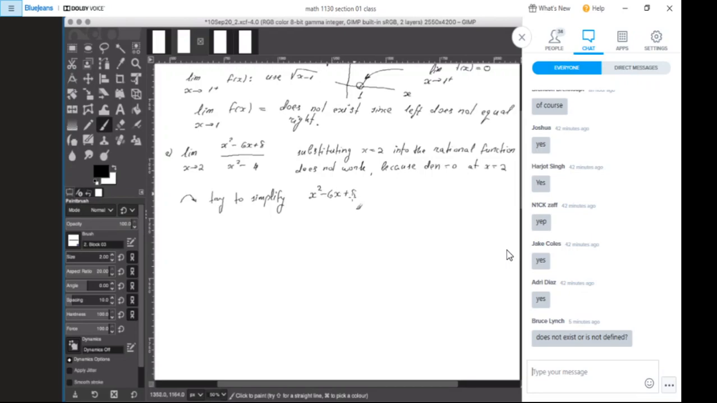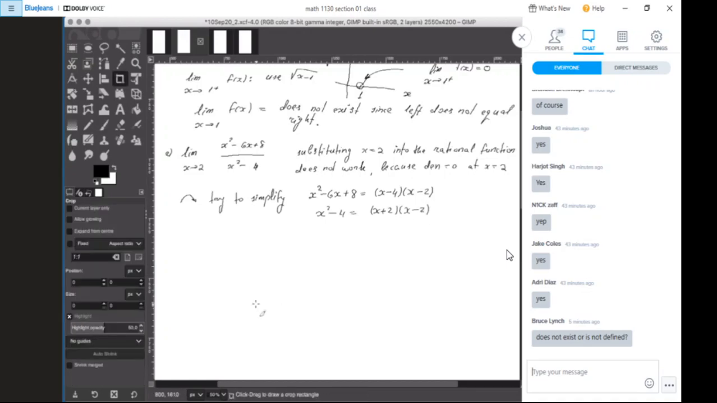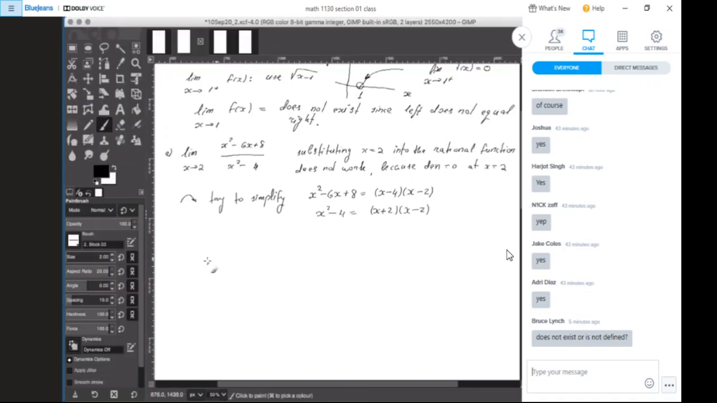x squared minus 6x plus 8 will be x minus 4 times x minus 2, and x squared minus 4 will be x plus 2 times x minus 2. And we see that there is indeed a common factor.